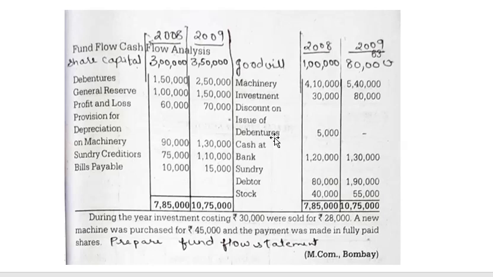Discount on issue of debentures. This is a preliminary expense. When there is any discount on shares or debentures, discount is shown on the asset side. It means it should be entered in the adjusted profit and loss account. When you check the amount, from 5,000 to dash, it has decreased to 0. When there is a decrease to 0, it means it is written off. When it is written off, it has to be entered in the adjusted profit and loss account. Then the next items are cash and bank, sundry debtors, stock. All these are current assets. When current assets come, they have to be entered in the working capital statement.